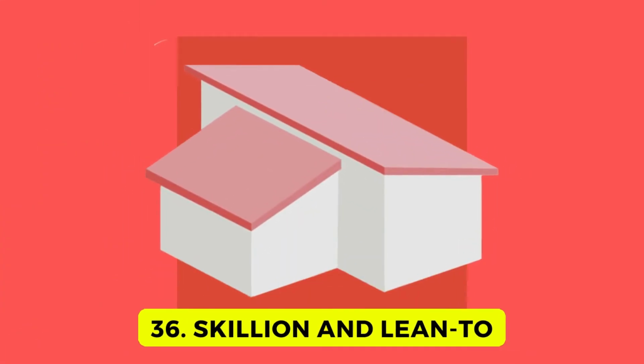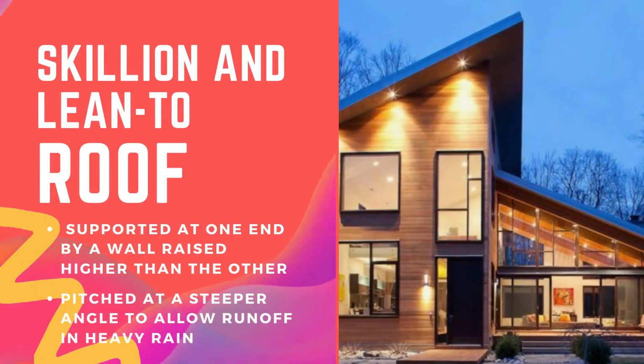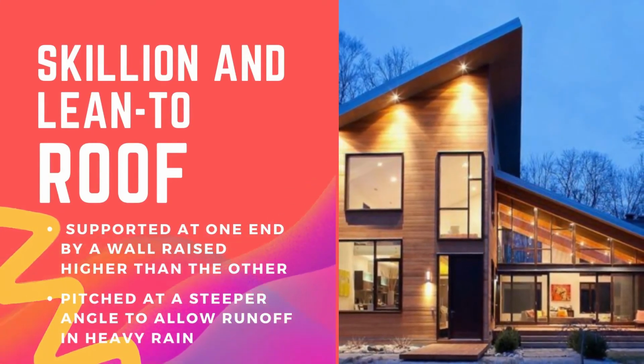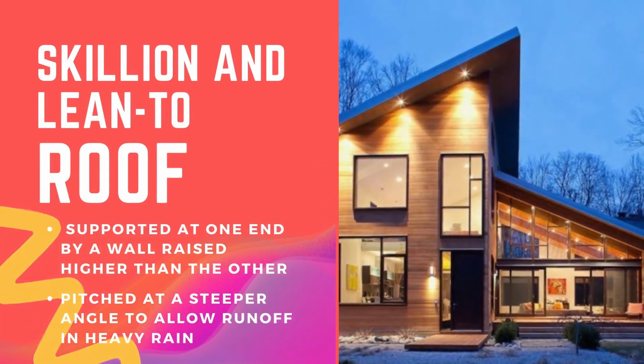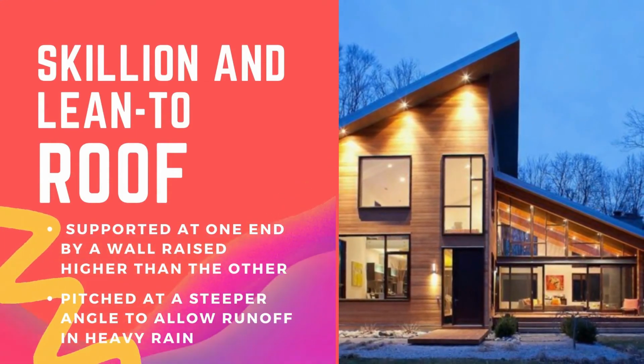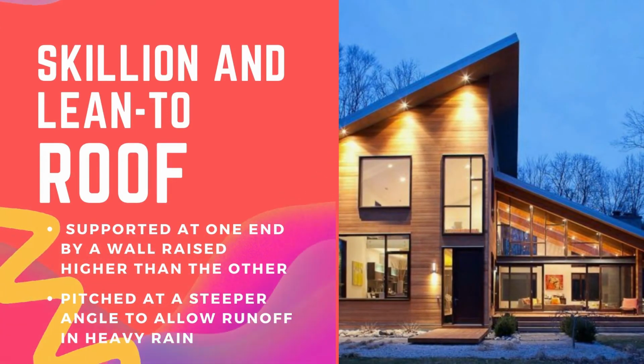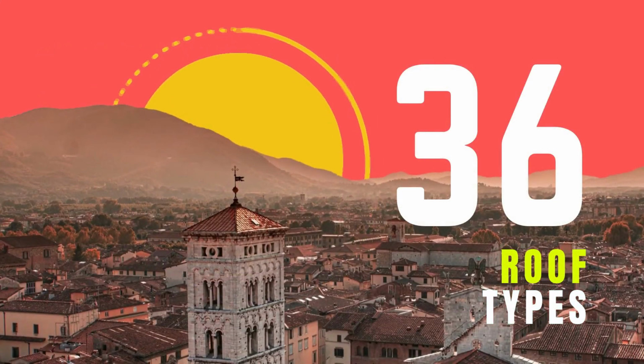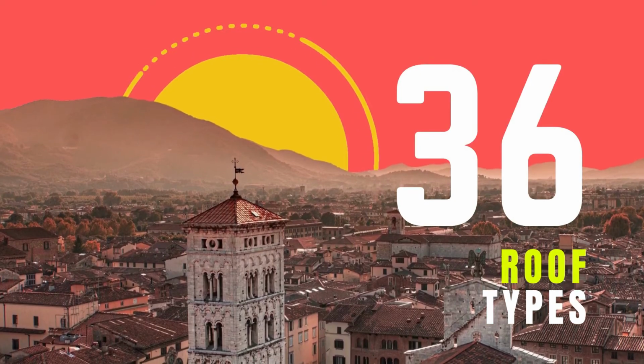36. Skillion and lean-to. A lean-to roof, similar to a skillion roof, is composed of one angled pitch. The roof is supported at one end by a wall raised higher than the other, enabling the roof to be pitched at a steeper angle to allow runoff in heavy rain. Therefore, these are the 36 common different types of roofs for a house.